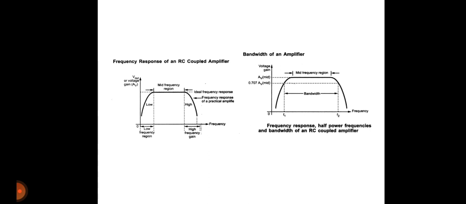So here half power frequencies and bandwidth of an RC coupled amplifier are as shown in figure. F1 and F2 are represented where gain falls to 70.7% of its mid-band gain. So mid-band gain is denoted by AV mid, and the 70% gain is denoted as 0.707 AV mid. So this is about interstage coupling.